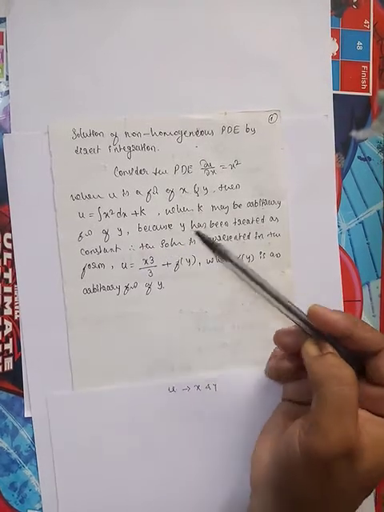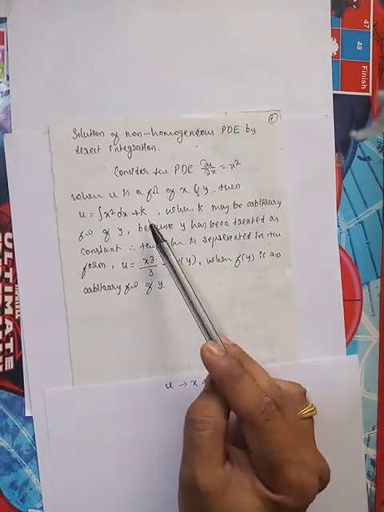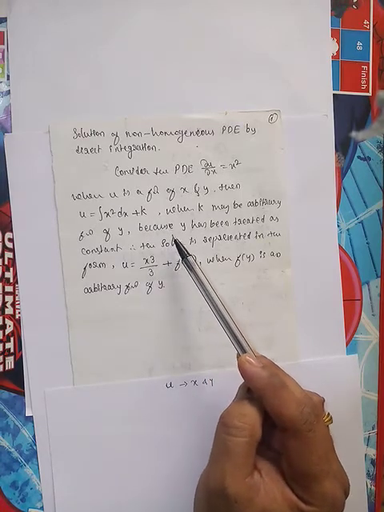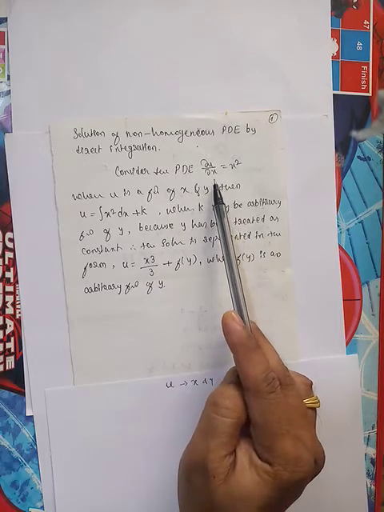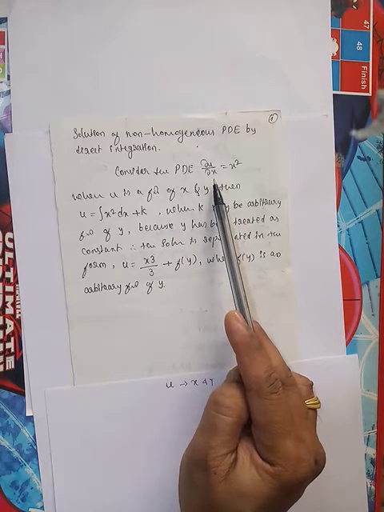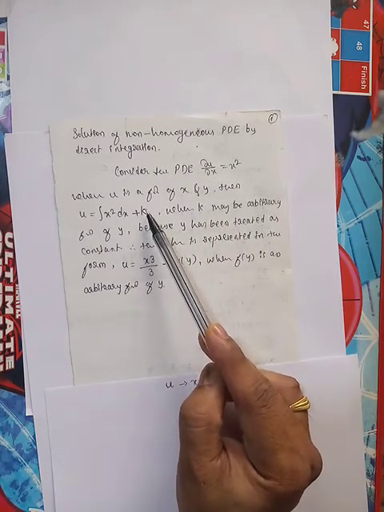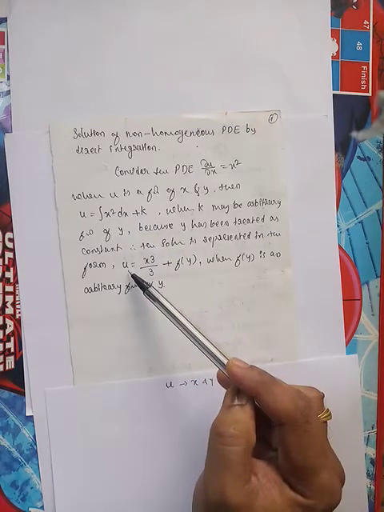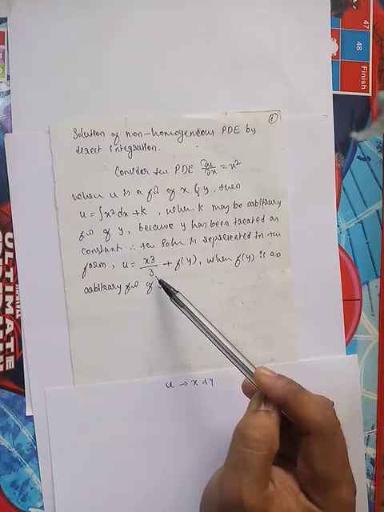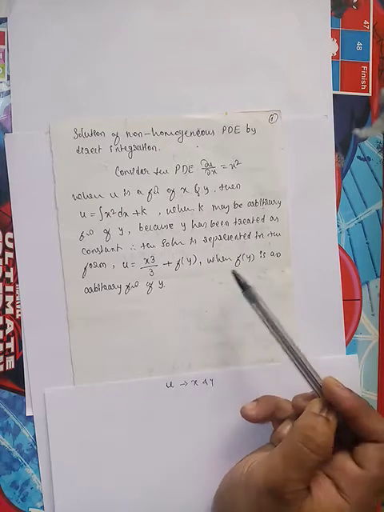So in this method, we are going to consider the integration constant as an arbitrary function of the other variable. So here the other variable is y. So therefore we consider the arbitrary constant as an arbitrary function of y. That is, the solution is given by u equal to x cube divided by 3 plus arbitrary function of y.